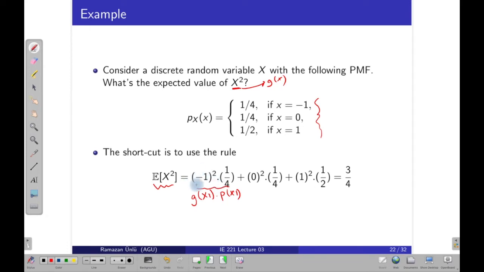And that's why, what is the square of x1? x1 is minus 1, so x1 squared times the corresponding probability, which is 1 over 4. And for the x2, x2 is 0, and g of x is 0 squared, because x2 is 0, and the corresponding probability is 1 over 4. And the last one is x3, which is 1, and 1 squared times the corresponding probability. So that will give us 3 over 4.